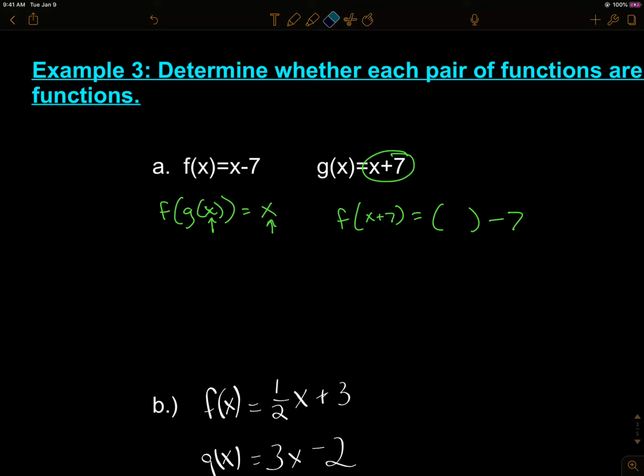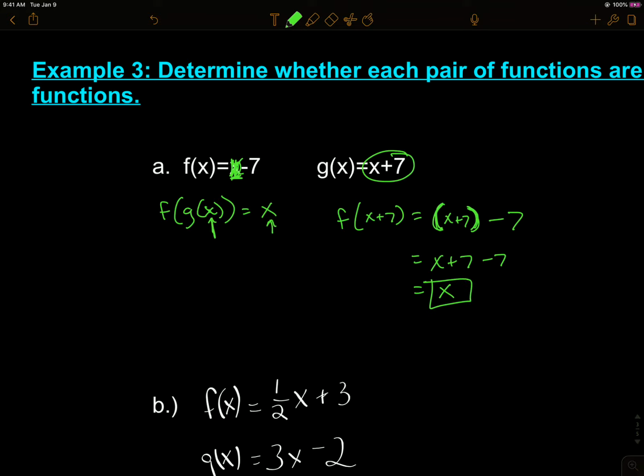So f of x plus 7, I'm going to remove the x here. Right, I'm taking that out and putting a placeholder here. And in its place, I'm putting x plus 7. So I get x plus 7 minus 7. If I simplify that, I arrive at just x. So I showed that the composition comes back to x.